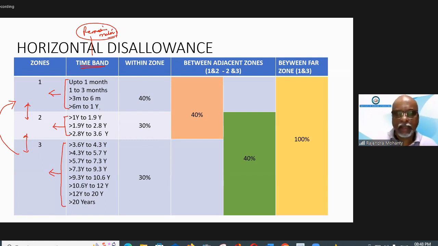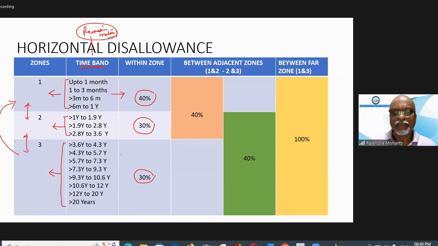According to that, if the netting happens within the same zone, it is done within this time band. Horizontal disallowance is applicable within a single zone. For zone 1, horizontal disallowance is 40%. If it is happening in zone 2, it will be 30%. If it is in zone 3 only, then it is 30%. That means two things are under the same zone.